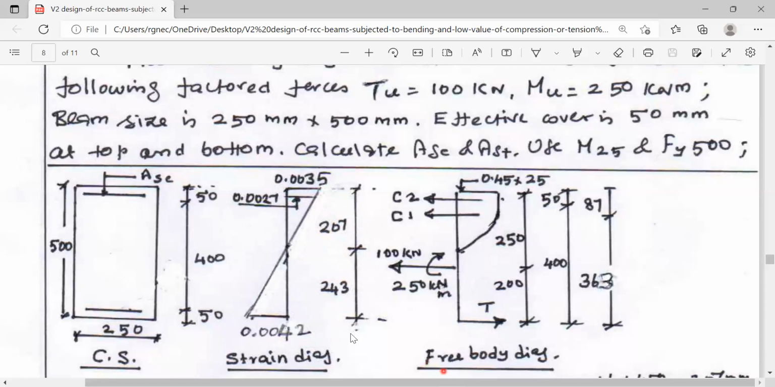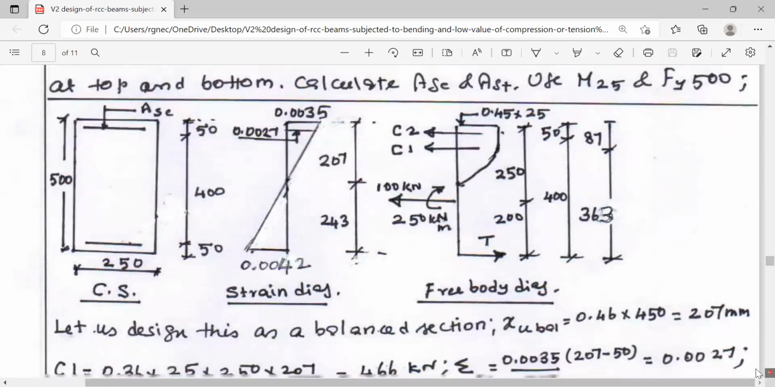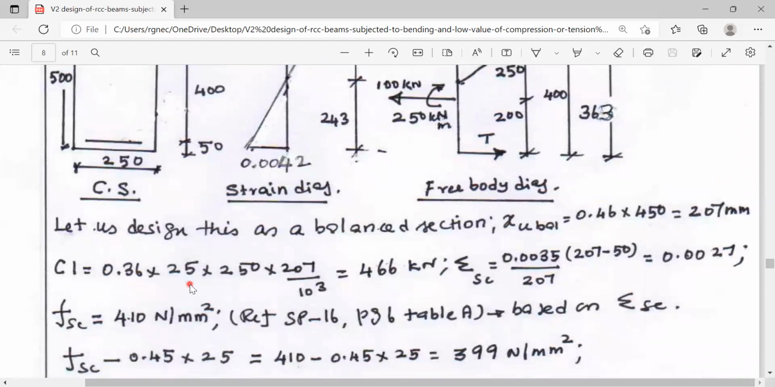Now we will draw the free body diagram. The extreme fiber stress is 0.45 fck, and then we have this rectangular cum parabolic stress block. C1 denotes the compression offered by the concrete. This is equal to the area of the stress block into the breadth of the section. So, 0.36 fck into breadth into xu divided by 10 power 3, that is equal to 466 kilonewton. This is the compression offered by the concrete.